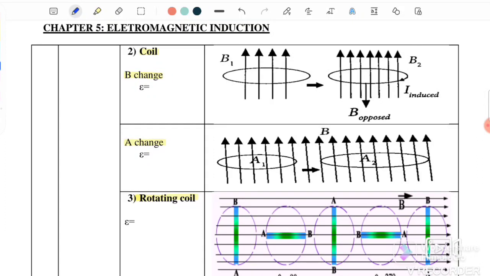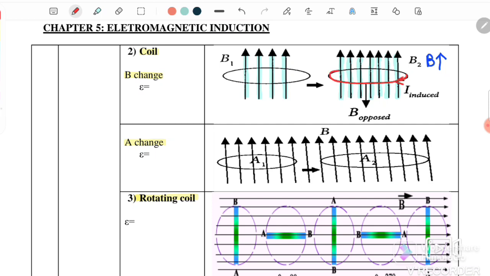Okay, for number one, when B is changing. Initially, if you observe here, there are 4 magnetic field lines that enter the coil. After that, when we increase the magnetic field, now there are 7 lines entering the coil, meaning that B is increasing. So when B increases, Lenz's law states that it doesn't want any changes, so it will try to oppose. How can it oppose? It will produce an induced current, which will move in a clockwise direction.